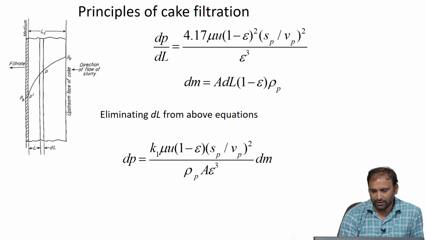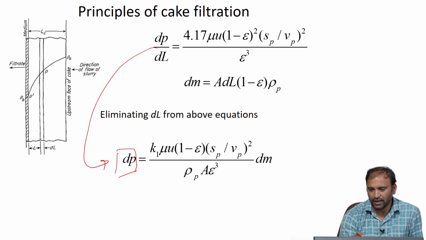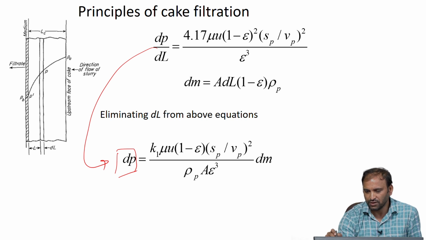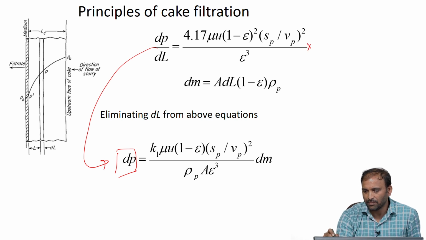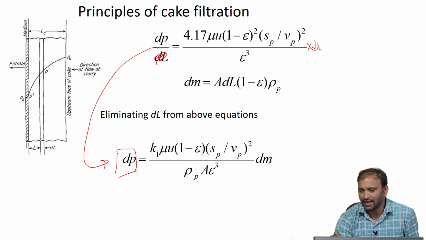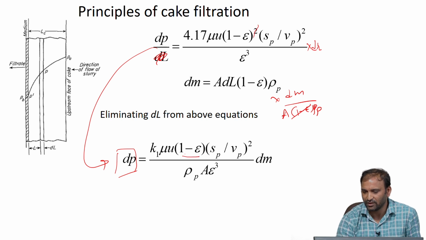So therefore I can again simplify this equation further. So I have delta p here, and I am going to take dl to the right hand side. I had dl here, so if I want to write it as this term multiplied by dl, then I can express dl as dm divided by A times (1 minus epsilon) times rho p, right. So one of the epsilon essentially cancels with this, so I'm basically left with 1 minus epsilon here.